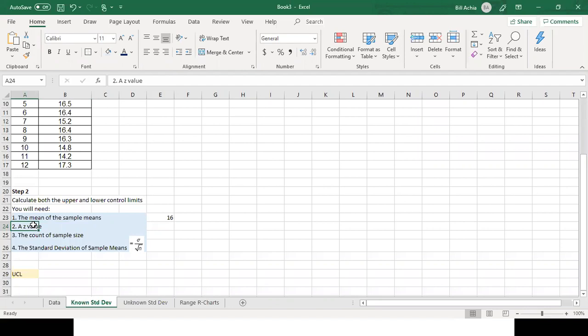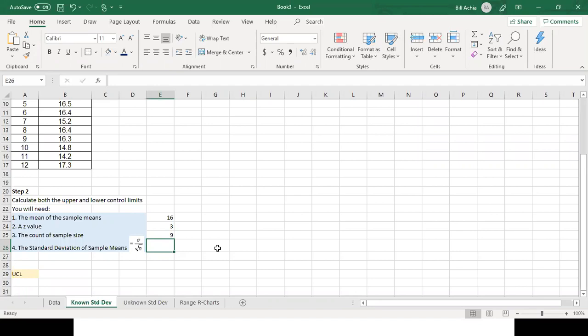If we use a z value of 3, it means we're pretty much incorporating every data point that should be available in the data. A z value of 3 is what's most commonly used, and that's what I want us to use here. And then we're going to need to know how large the sample size is for each sample that's taken. So we had 12 samples. Each sample had 9 units of product in the sample.